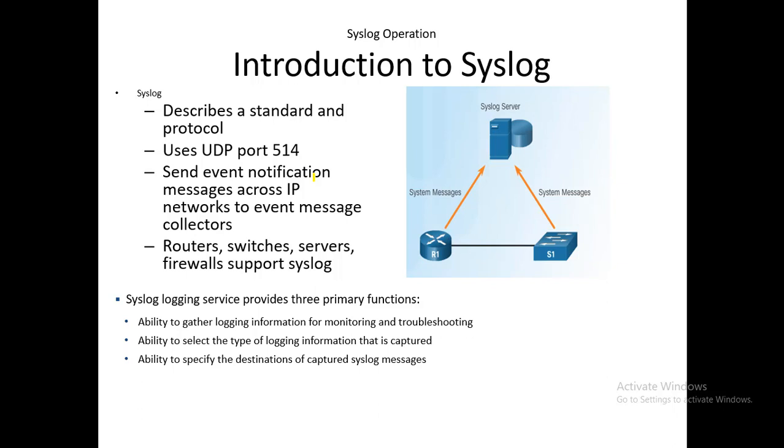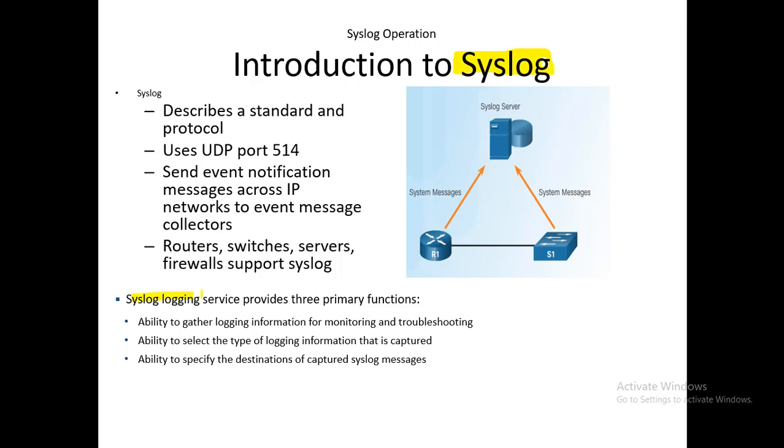networks to the event message collectors: routers, switches, servers, different firewalls. Hubs are excepted; these are all layer 2 and layer 3 devices that support this syslog information. You can see that syslog, the name shows that this is the log of the system. Log means the information and the raw data that is collected. So this information is basically done using the syslog operation.